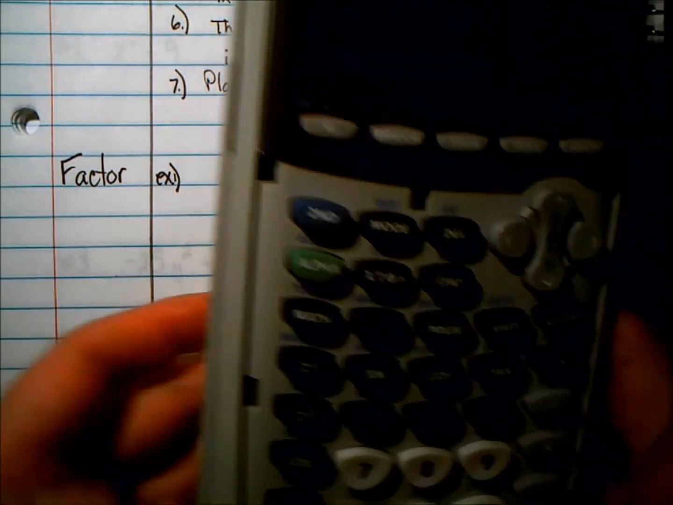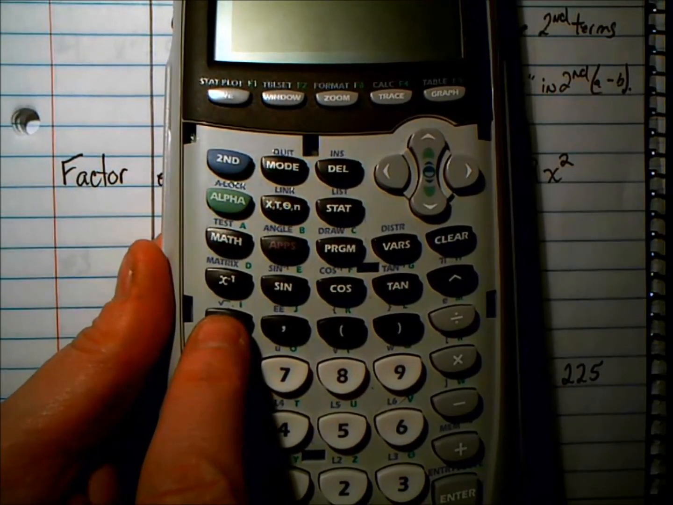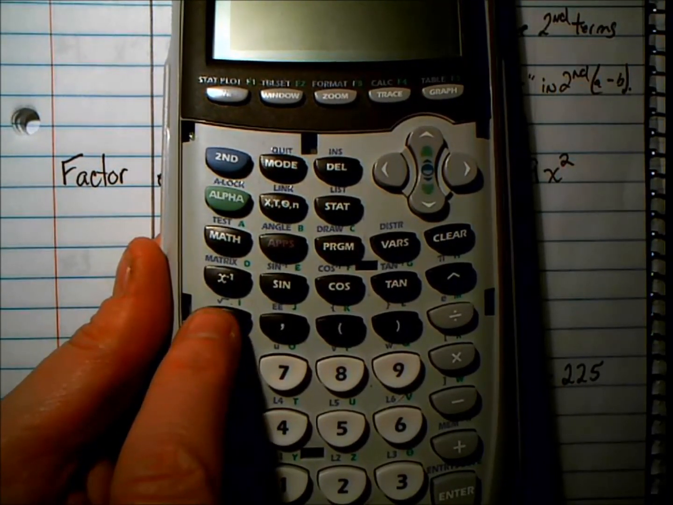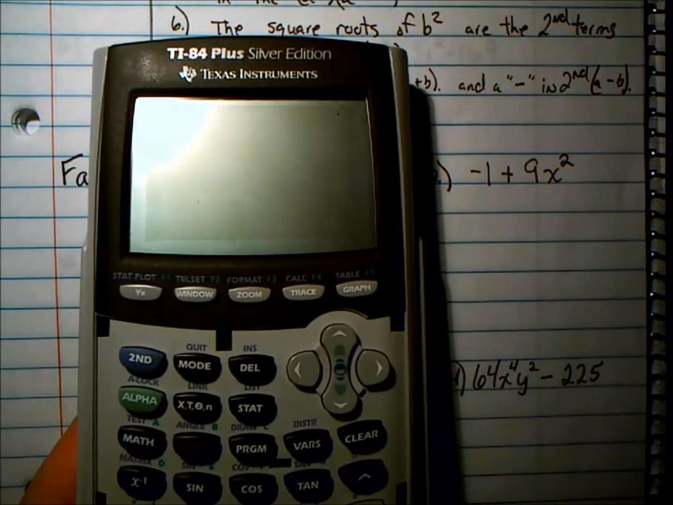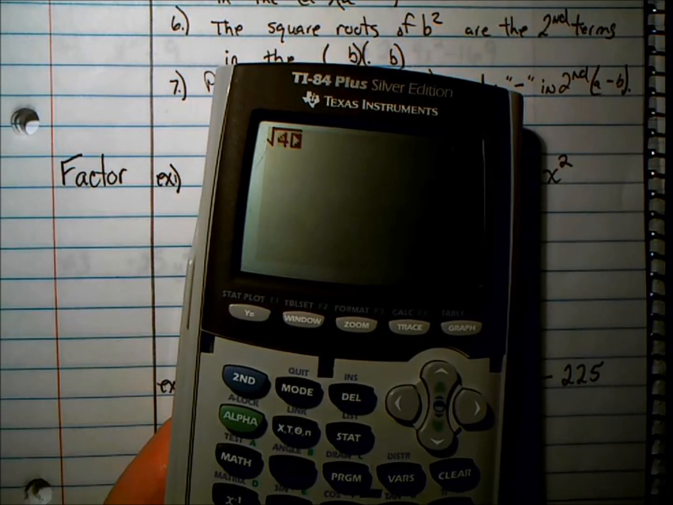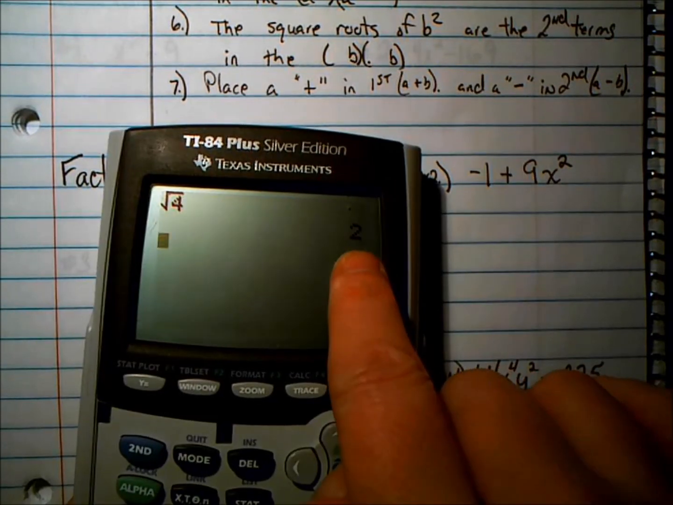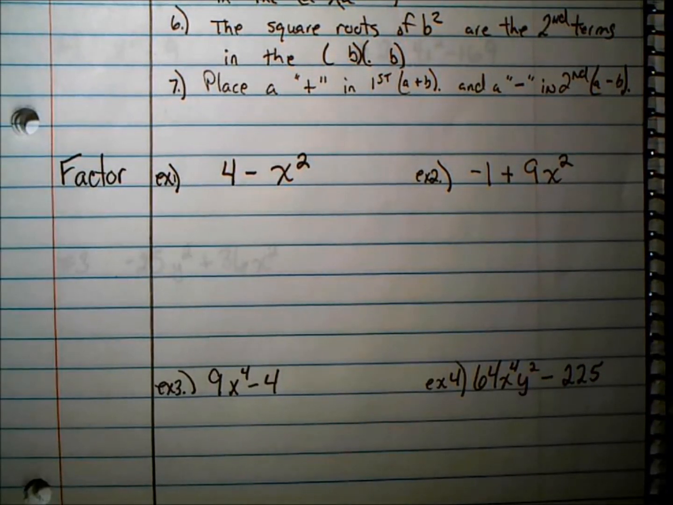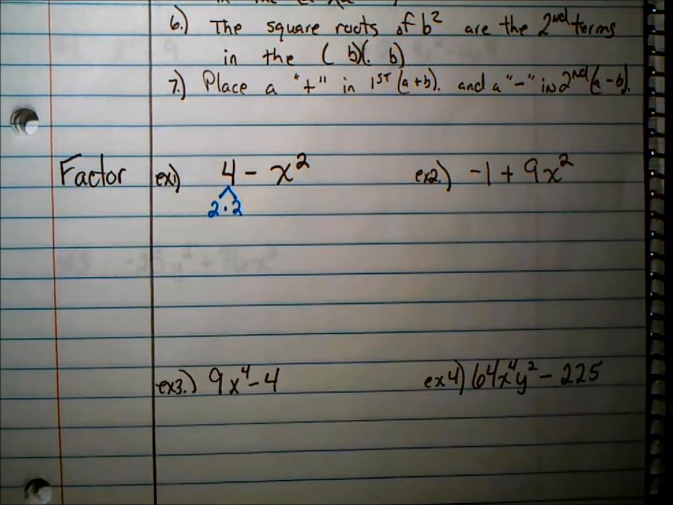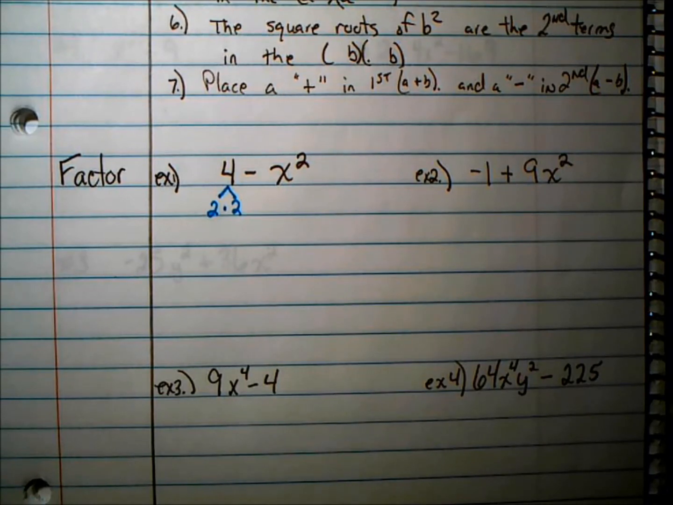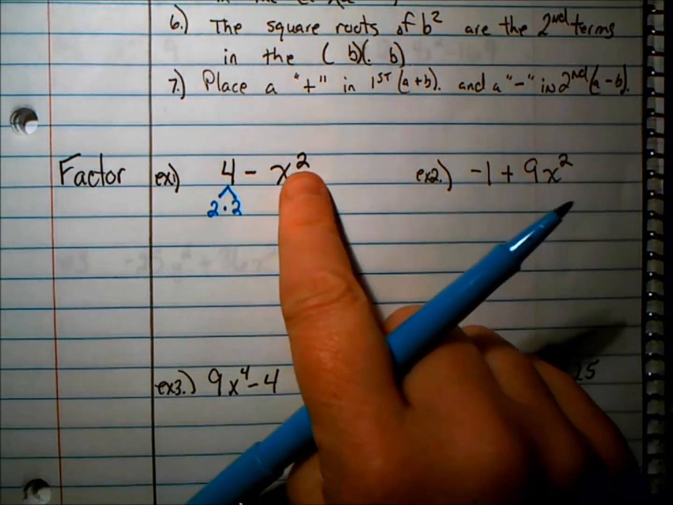The square root button is on your calculator. It's the x squared button, but it's in blue. So I'm going to do second and x squared, and that puts a little square root symbol on my calculator. If I put a 4 in there, it tells me that it is a 2. Therefore, I'm going to put my little tree on here. That means that is 2 times 2, which you probably already knew, but I'm just showing you on the calculator.